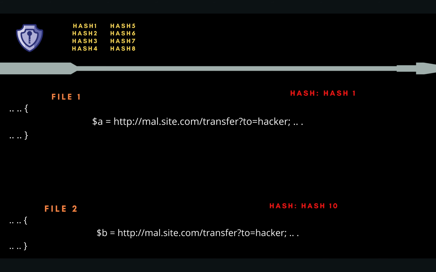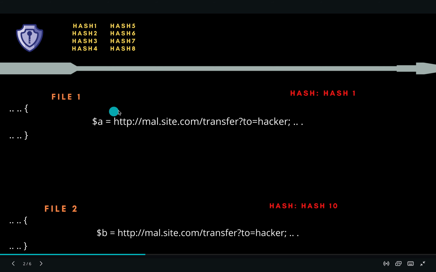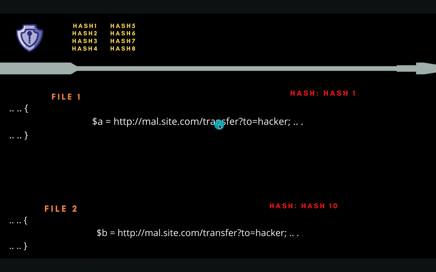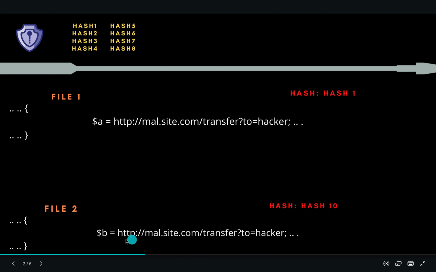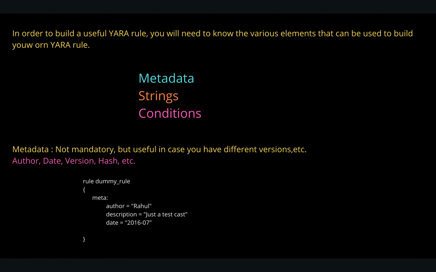Let me explain it with the help of these concepts. As you can see, what the malware author did here was just change the name of the variable, but the link was common: mal.site.com/transfer?2=hacker. This particular part was the same in both files; only the variable name that was storing this URL was different.